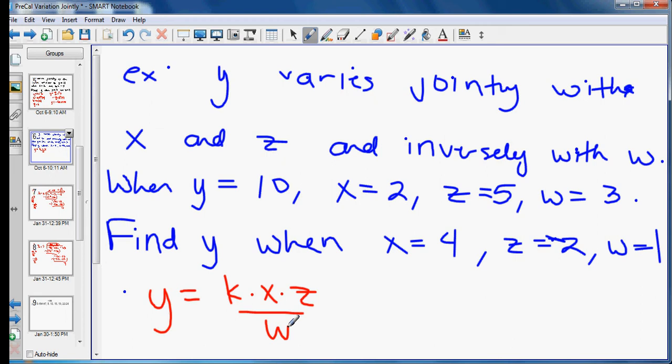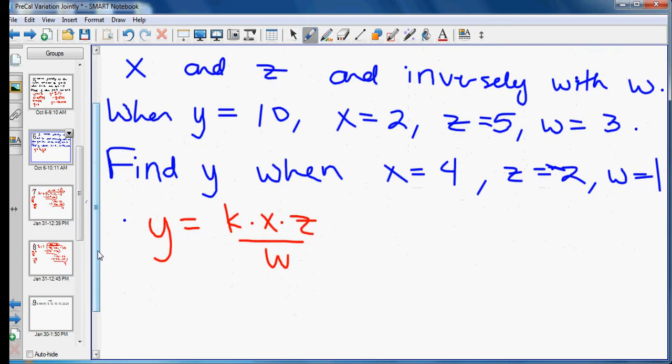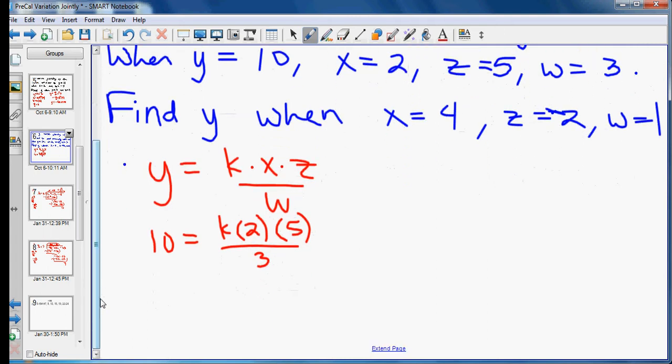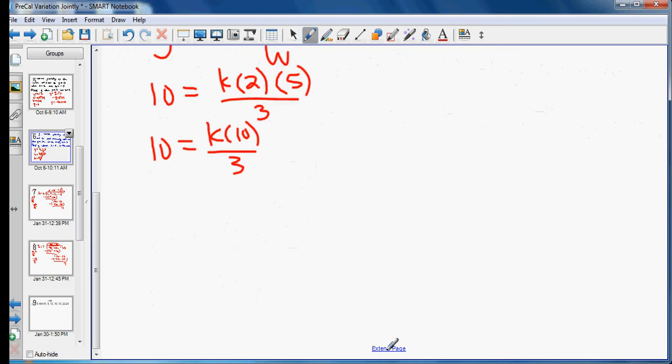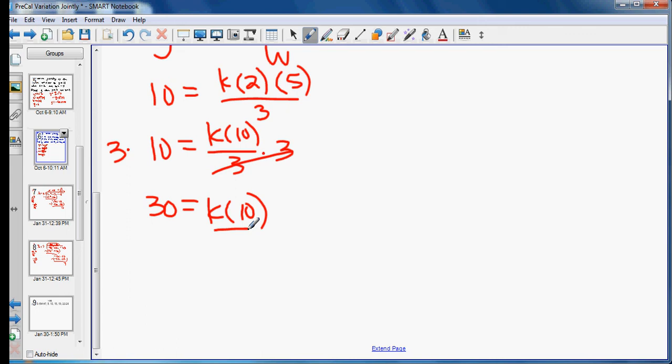So we have a lot of letters. We use the first set of numbers they give us to solve for k. It says when y equals 10, x equals 2, z equals 5, and w equals 3. We'll use this information to solve for k. We get 10 equals k times 10 over 3, because 2 times 5 is 10. Then I'll multiply both sides by 3. I get 30 equals k times 10. Then divide both sides by 10. I get 3 equals k.